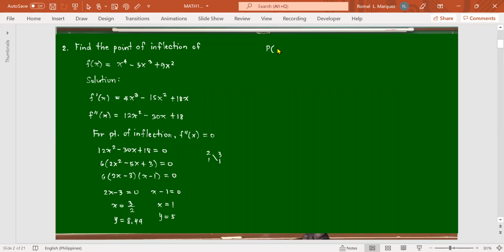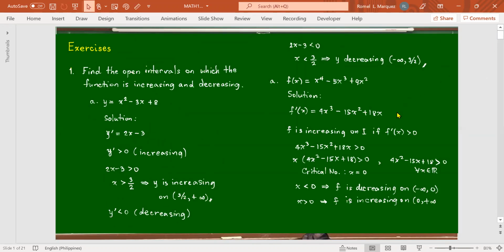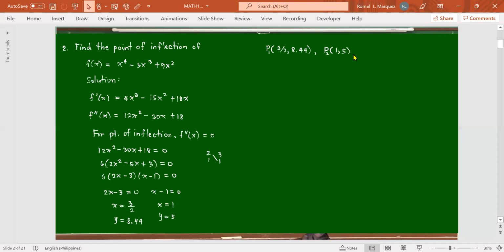So the point of inflection, 3 halves, 8.44. As long as it is not a relative min, not a relative max, then it is a point of inflection. Okay? So we have 1, 5. Now let's check the first derivative. When you equate to 0 the first derivative, the only critical number is x equals 0. So guaranteed that these are not critical numbers. I mean, these points are points of inflection. Okay? So these are points of inflection.